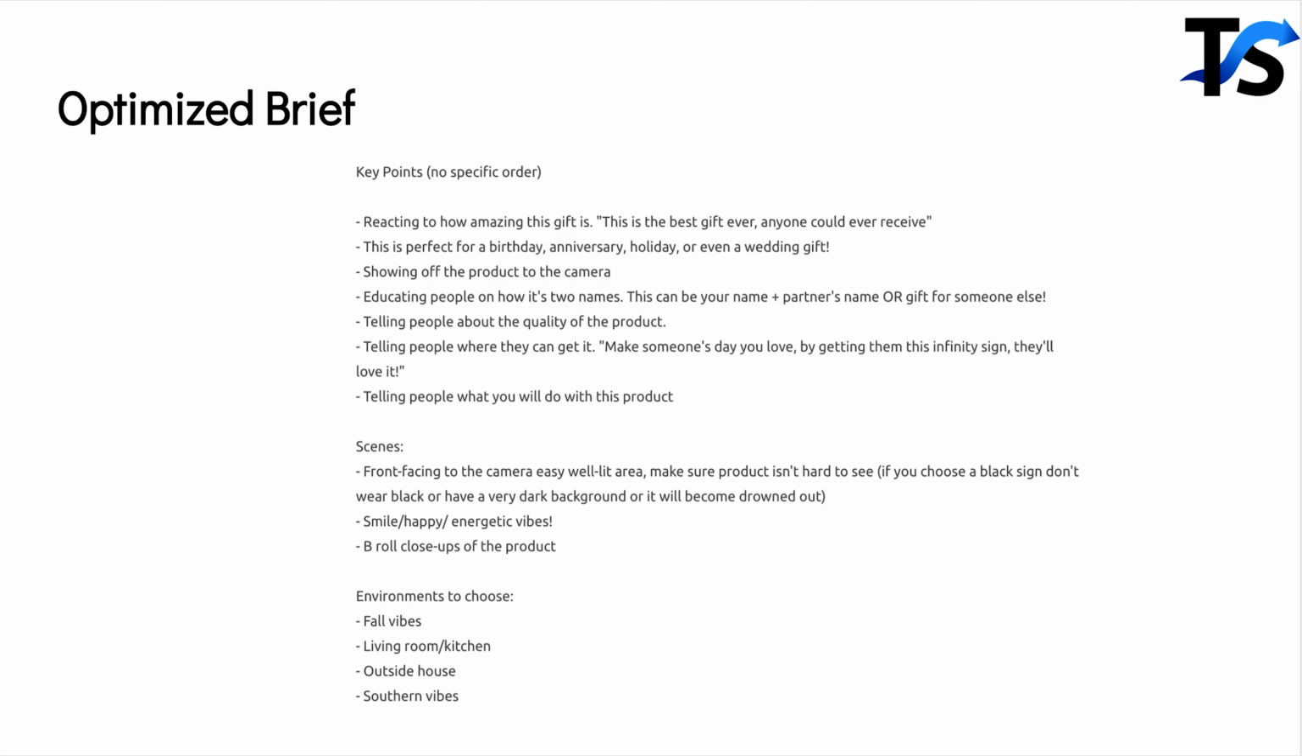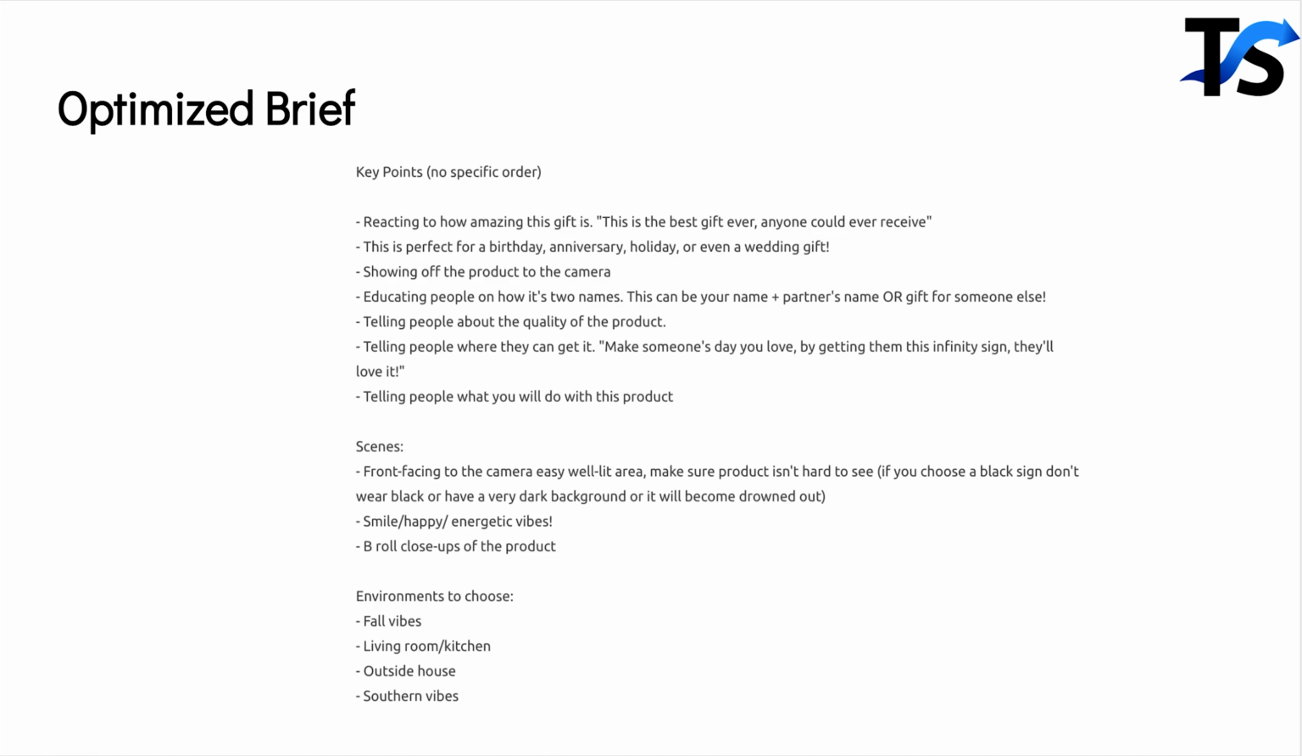Educating people on how it's two names. This can be your name plus partner's name, or gifts or someone else. Cool. Telling people about the quality of the product. Okay, quality. Again, what specifically about the quality? Is it strong? Is it sturdy? What specifically about it? Okay. Telling people where they can get it. Make sure you don't make a mistake by getting them this design they'll love. Telling people what you'll do with this product.